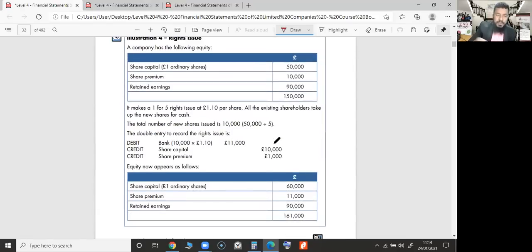Let's read illustration number 4. Share capital 50,000, one pound ordinary shares. Share premium is given, retained earnings given. That is my equity. Read this one. It makes 145.